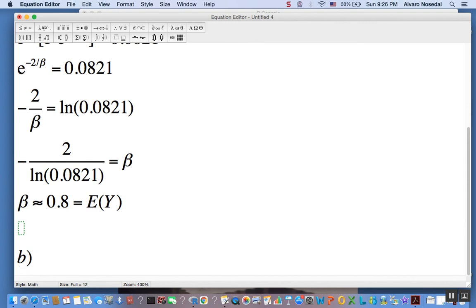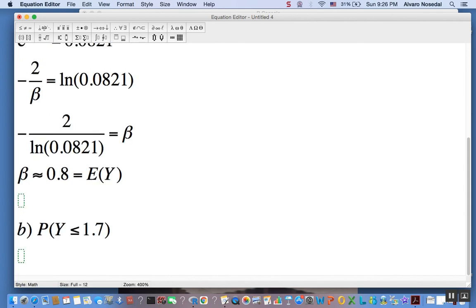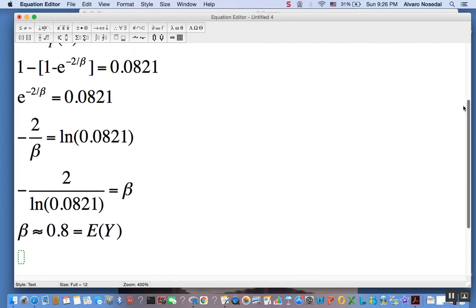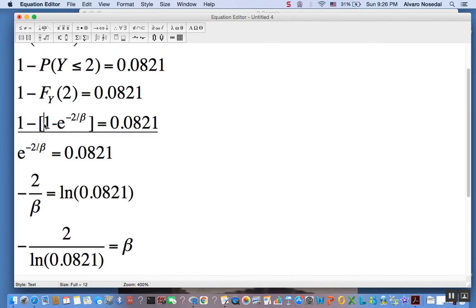Okay, so the probability that the random variable is less than or equal to 1.7, right? But when you see that, immediately you go, hey, that's just uppercase F, meaning the CDF, evaluated at 1.7. And we already have that. We derived a general expression for an exponential with parameter beta, any beta. And now we have beta. So let's use it. It's this guy, right?